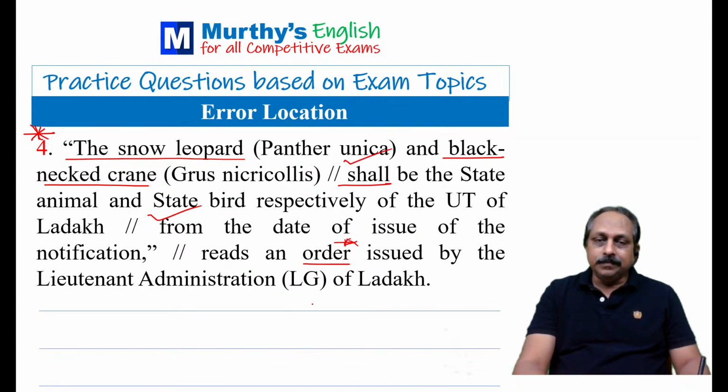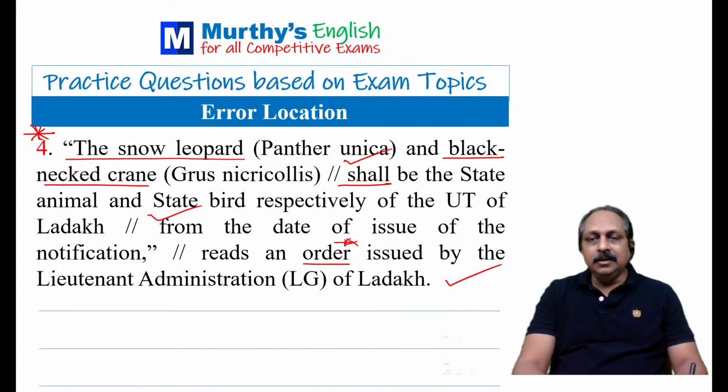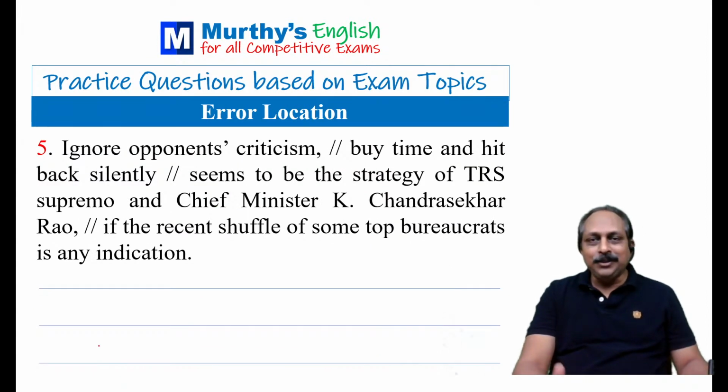Shall is absolutely right, and it reads: an order issued by the Lieutenant Governor's Administration of Ladakh. So the sentence is absolutely right. There is no mistake or error whatsoever. Hope you have listened carefully. There is no error in the sentence. The sentence is correct. Why is it correct? Shall here does not talk about the future. It talks about a regulation. For rules and regulations we have to use the helping verb shall. And the clue for you: order. Yes, that is the question of the day.